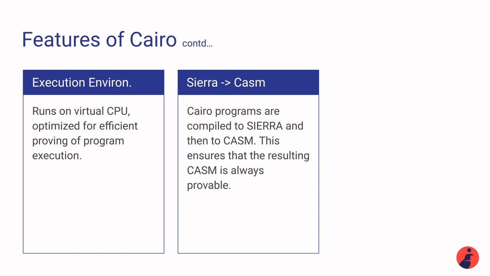Also, on the execution environment, Cairo runs on the virtual CPU, a virtual CPU that is optimized for proving computational programs. Then when Cairo is compiled, it's first compiled to Sierra, and then to Casm. Sierra stands for Safe Intermediate Representation, while Casm is Cairo assembly. So Casm is the one that is passed to the prover.